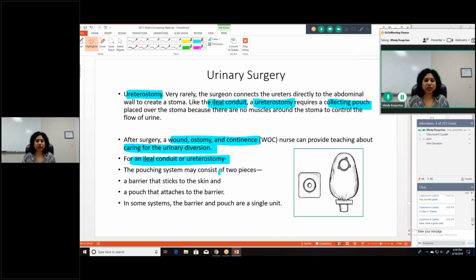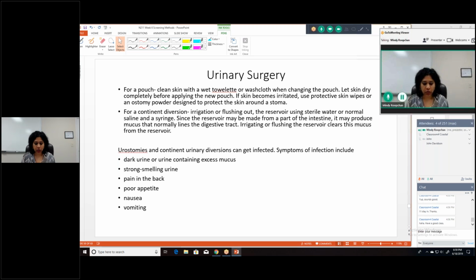For an ileal conduit or ureterostomy, the pouching system has two parts: a barrier that sticks to the skin, which we have to maintain and make sure it's clean and the area is dry and there's nothing leaking out to cause any breakdown. There's a pouch that attaches to the barrier, and in some systems it's a whole unit. I've seen usually where it's parts. You cut, you stick, you make sure the area is clean and dry. You don't want your patient to have any skin breakdown.